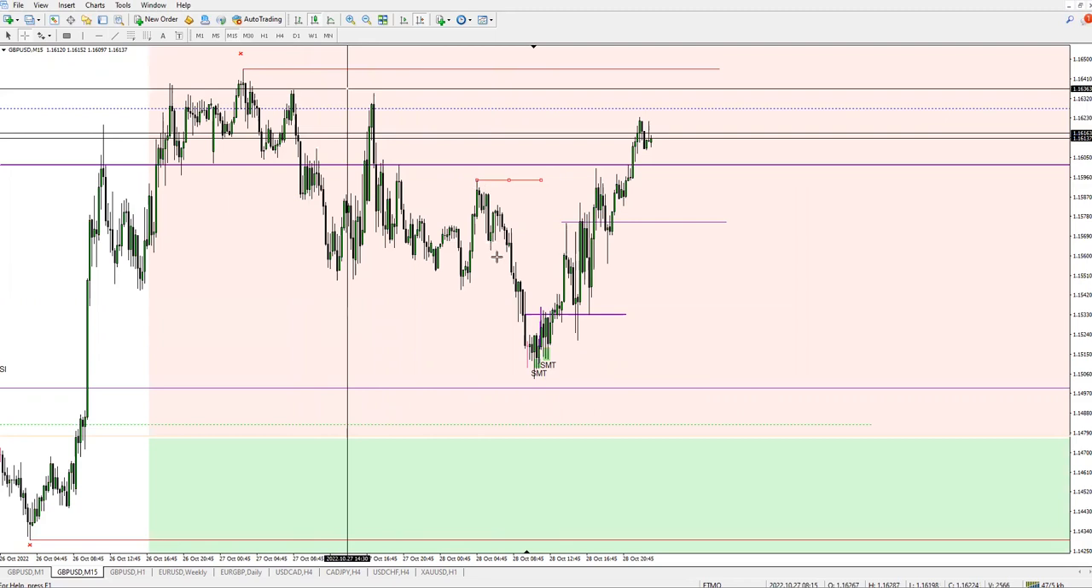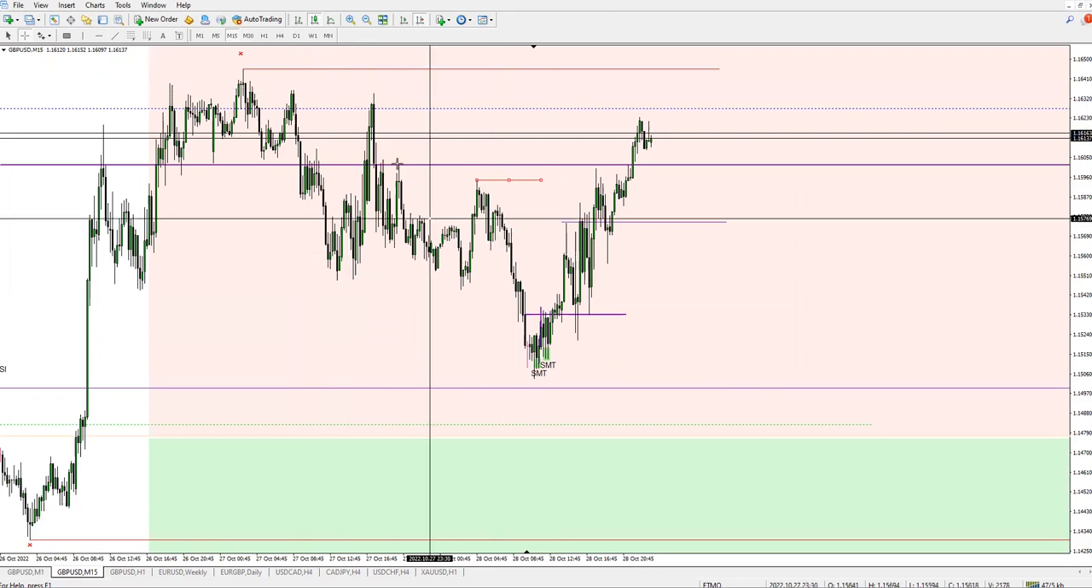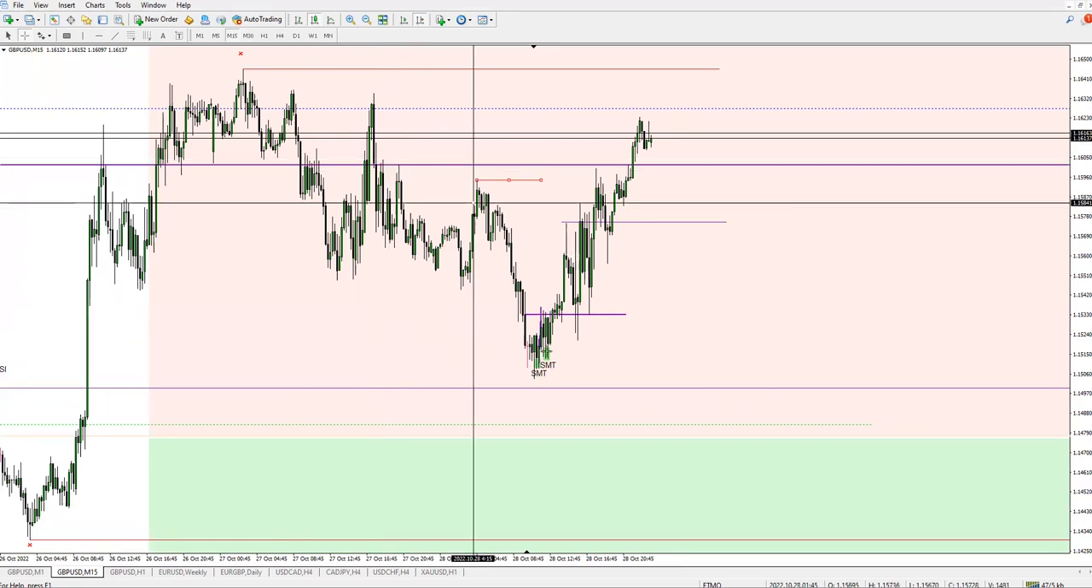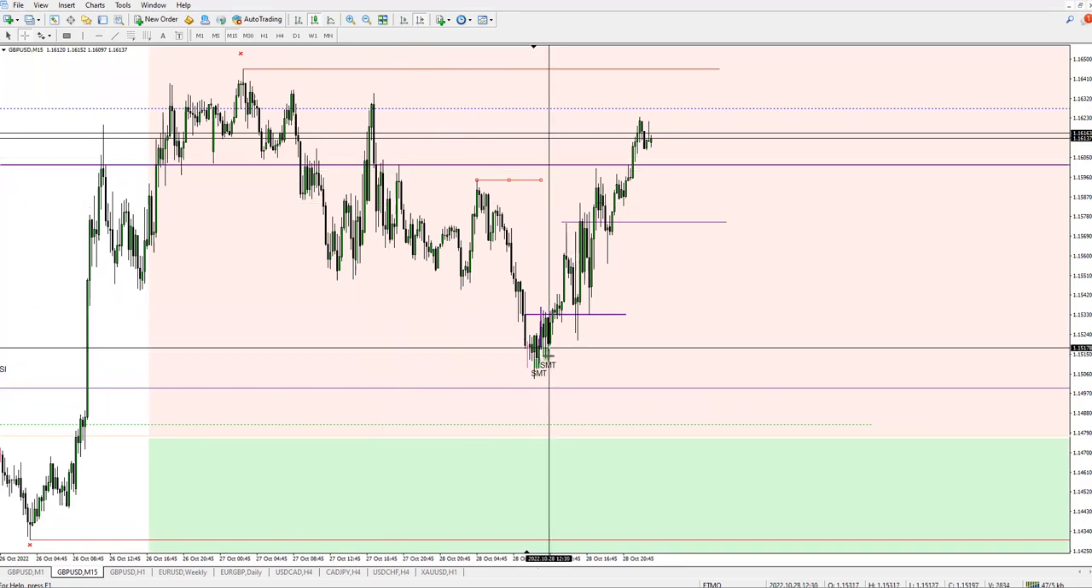No, the one with the purple line, this one above, here. The red one. Yes. Okay, well, doesn't matter. Regardless, if you enter down here and you put your stop there, like we said, 15 pips, just to this high, there's your 1 to 5, just like that.